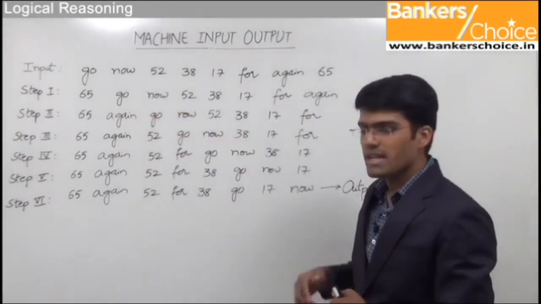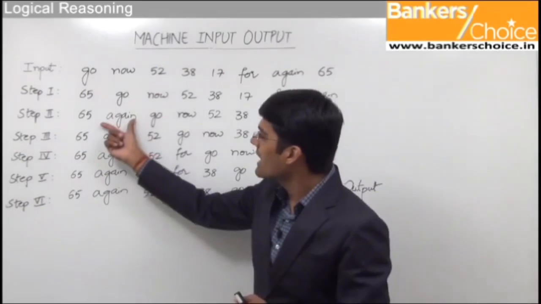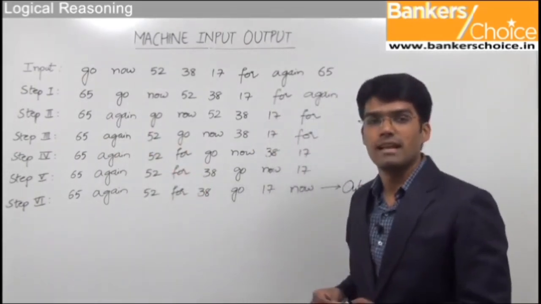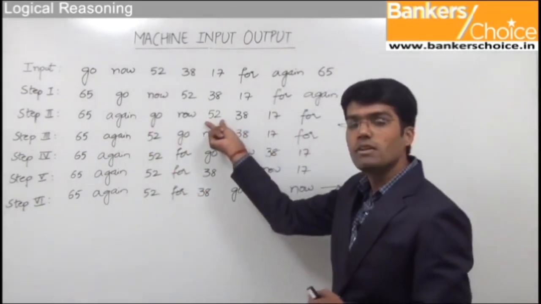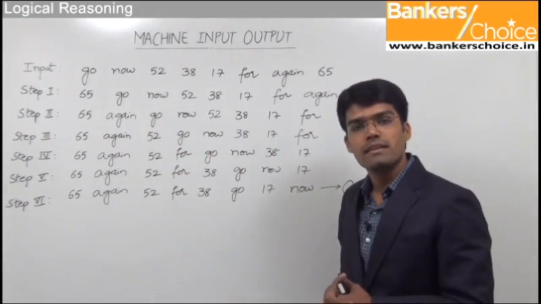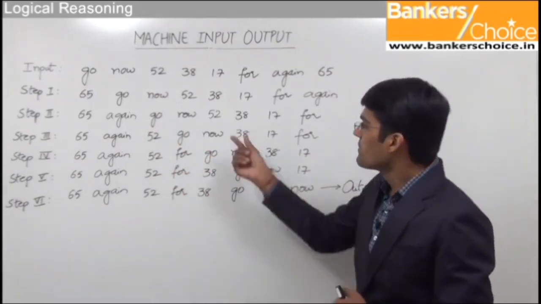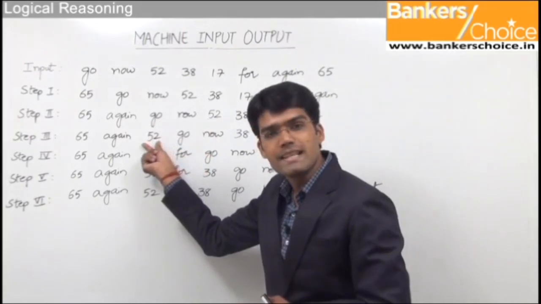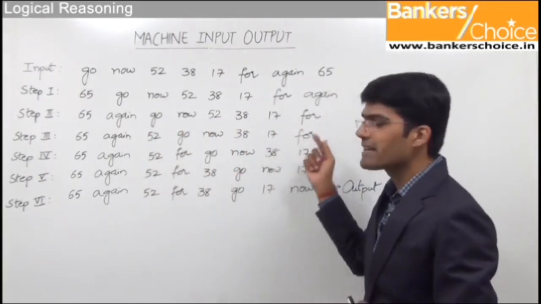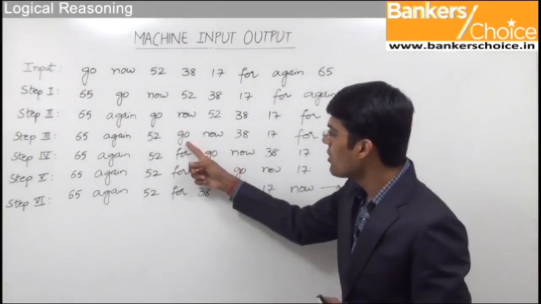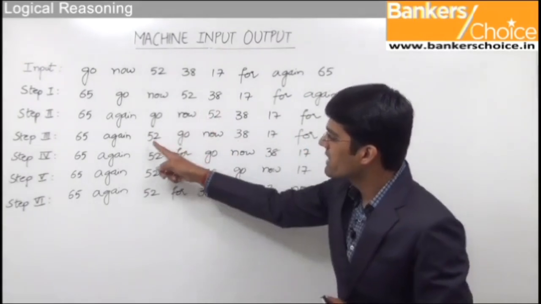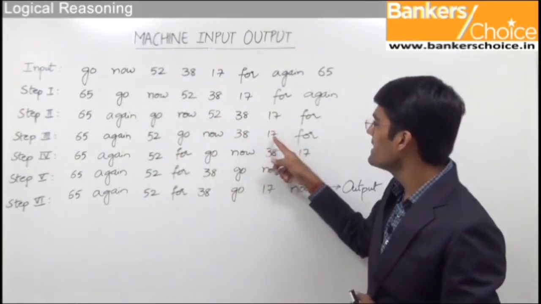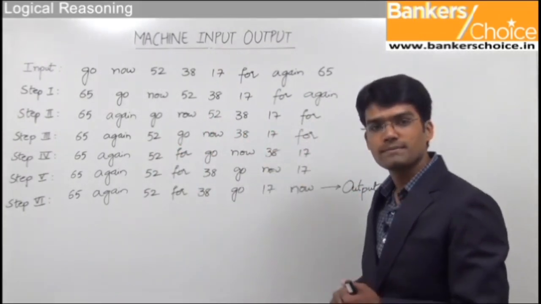Likewise, if we move to step 3, we know that after again we need a number. And that number here should be 52 as we are following the decreasing order. So 52 is brought from this position to the third position in step 3, and the remaining elements are simply pushed aside. That is go, now, 52 has come to third place, and then 38, 17 and for.